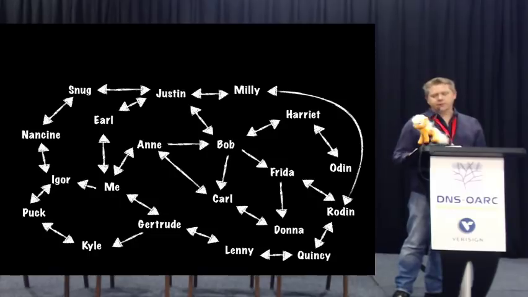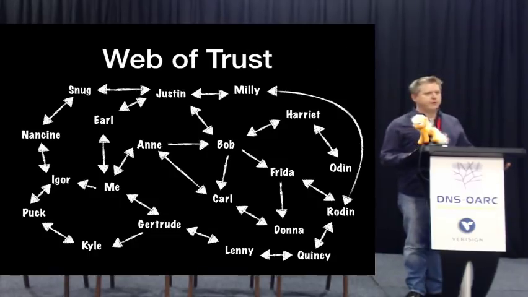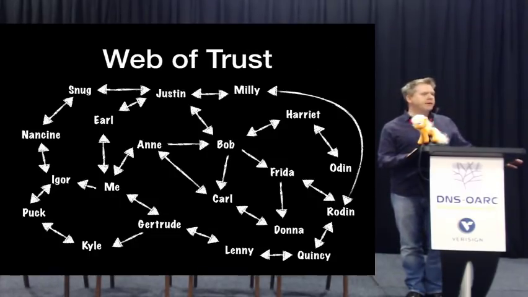And this gets referred to as the web of trust in PGP. So this is the main idea of what the key signing is aiming for.